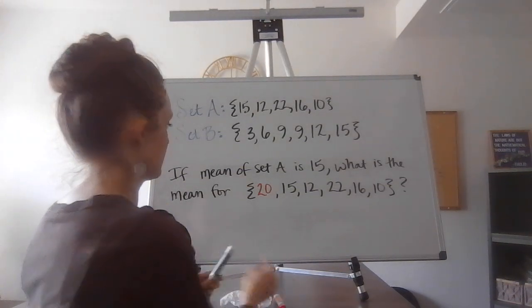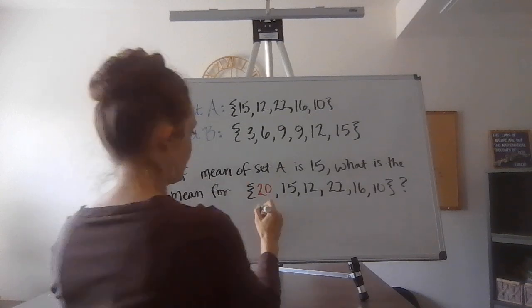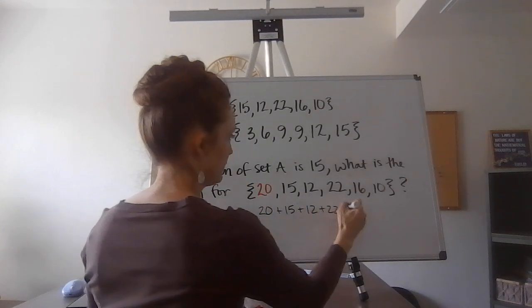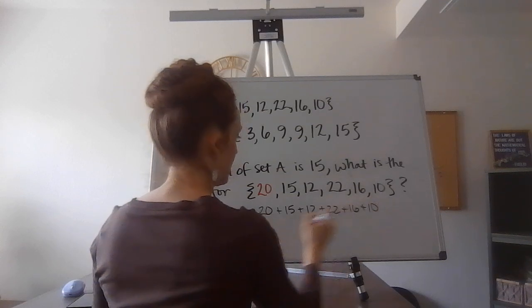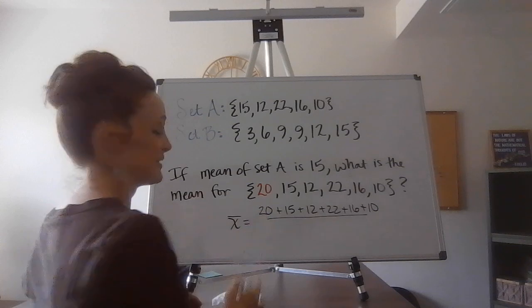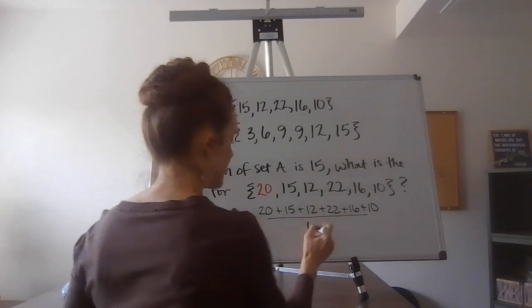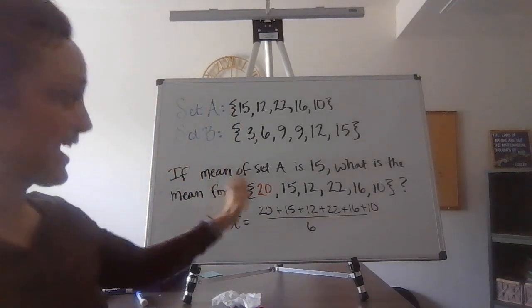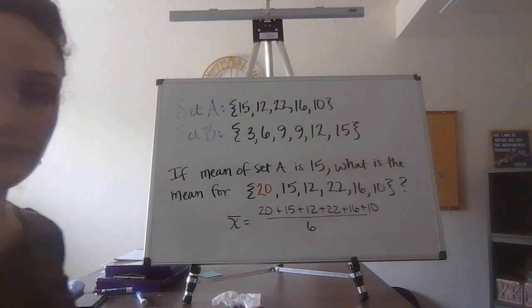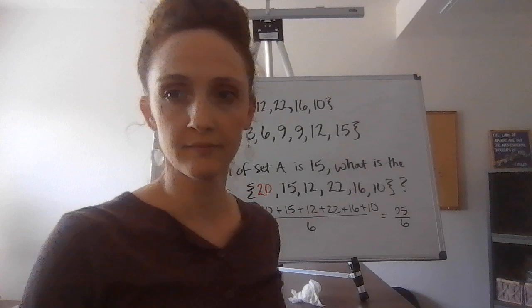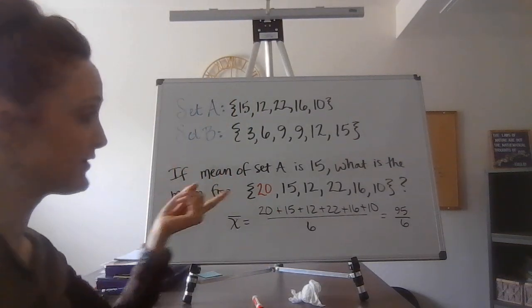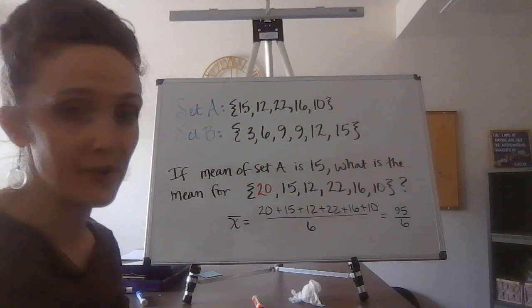So let's go ahead and calculate this. So we have 20 plus 15 plus 12 plus 22 plus 16 plus 10, all over, this time, 6, right? Because we have 6 values now. If we add in another data point, we have to make sure that we increase our n. Okay, I crunched all those numbers, and I get 95 over 6 for my mean.